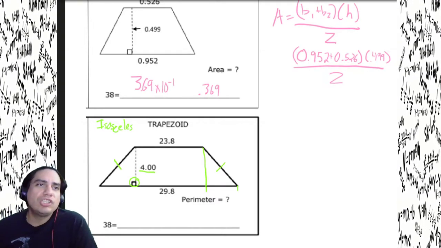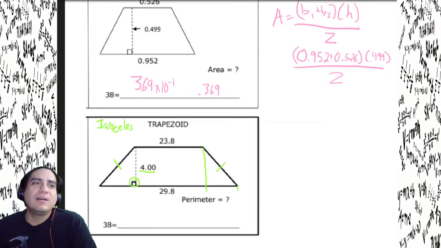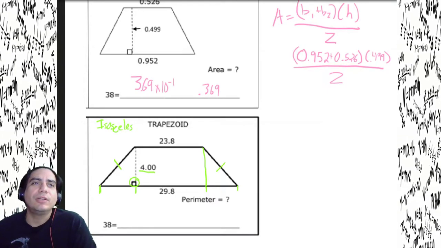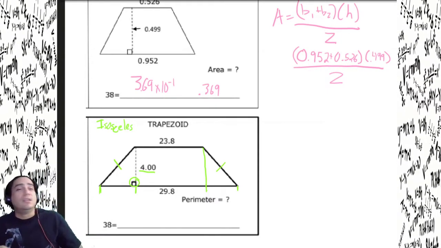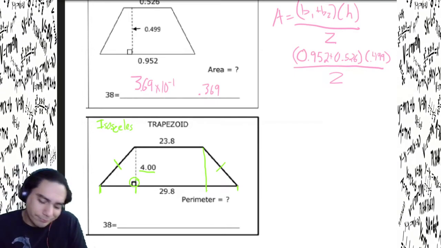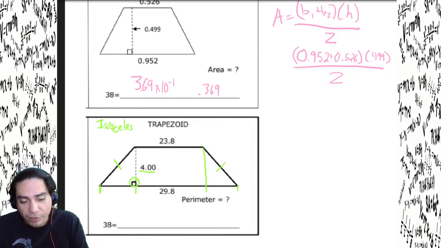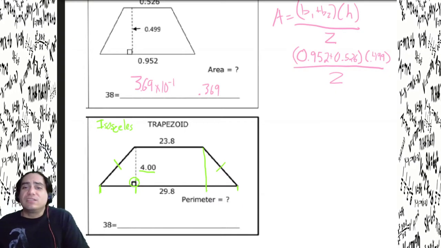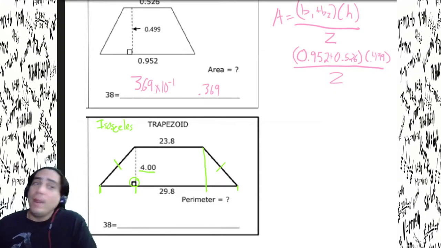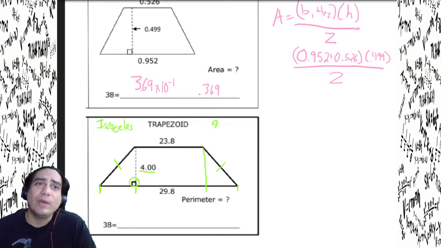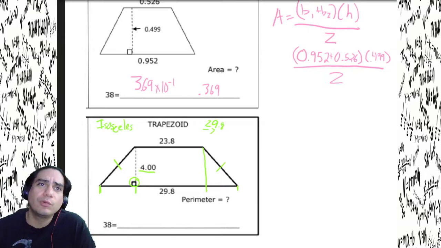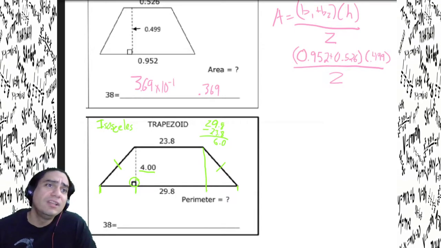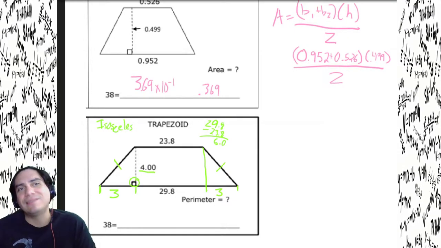So what you got to be able to see is that there is some extra piece right here. You can see it right here to here, and you can see that same piece from here to here. You got to figure out what those are going to be. The easiest way to figure out the difference of these bases is, well, the difference. So we're going to get 29.8 and subtract 23.8, and we get a total difference of 6. But remember, that 6 is going to be cut in half. So really, this side is 3 and this side is 3.